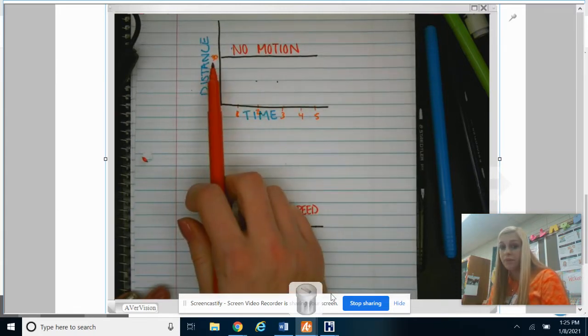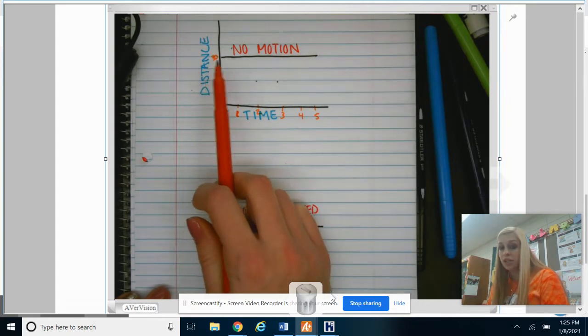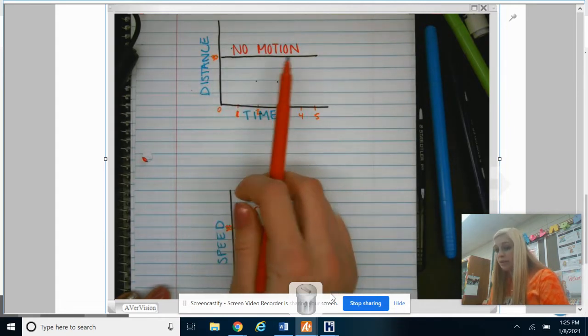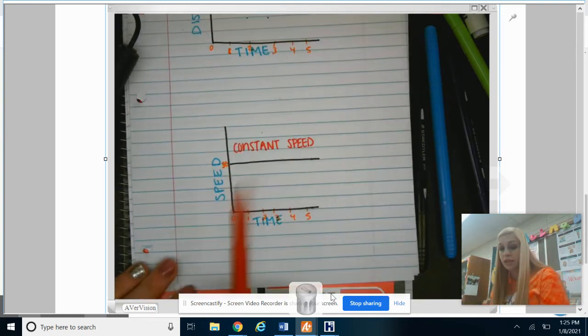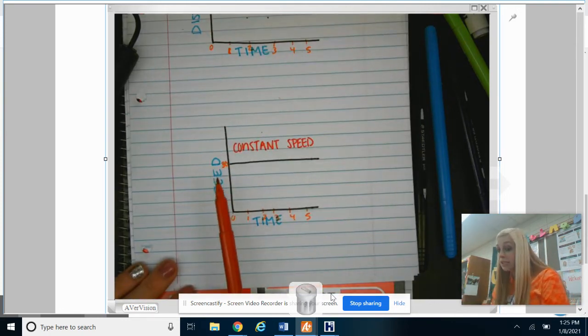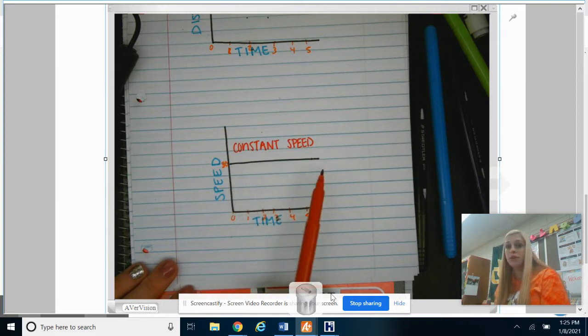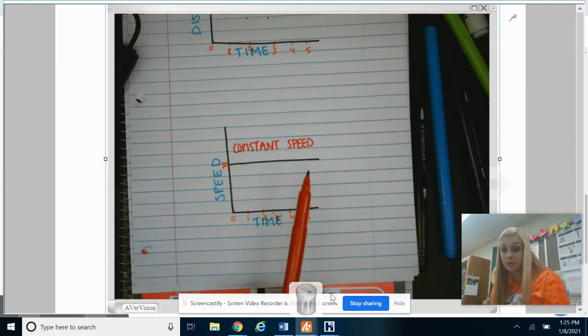You could say the distance is not changing even though time is passing. So you're standing still. You could look at this and say the speed stays the same the entire time. So you're going at constant speed.